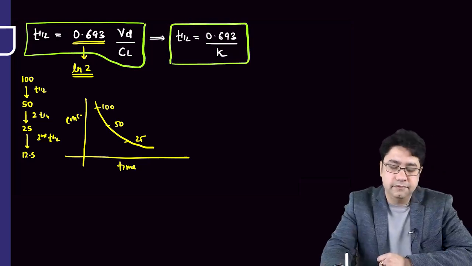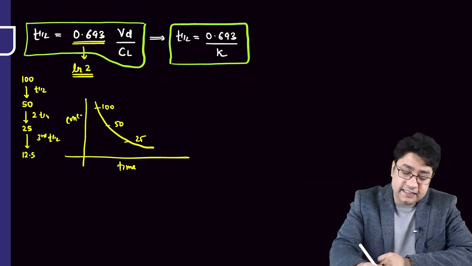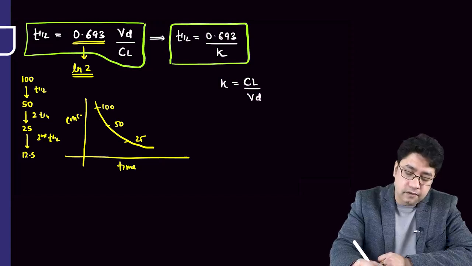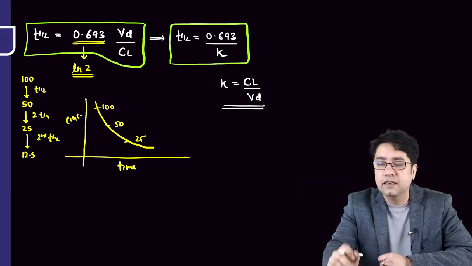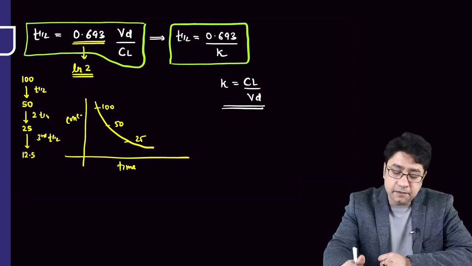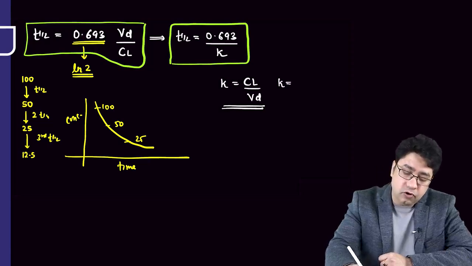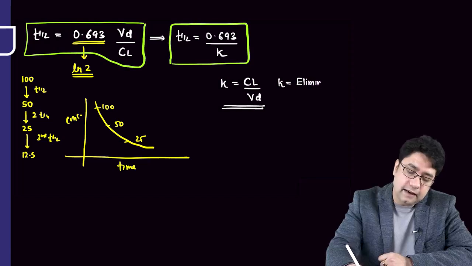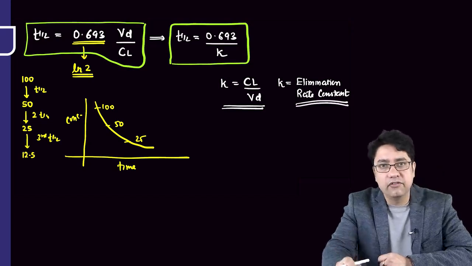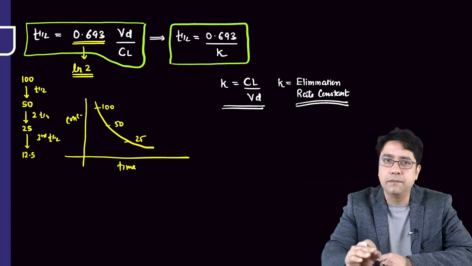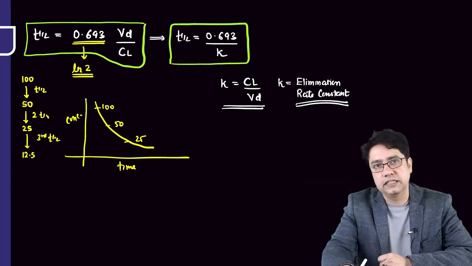0.693 upon K. Now, can you think what K stands for? K stands for clearance upon VD. If you see this formula, we have applied K in the denominator, hence K is CL upon VD, and this K is also known as the elimination rate constant. What is K known as? Elimination rate constant. So half-life is 0.693 upon elimination rate constant.